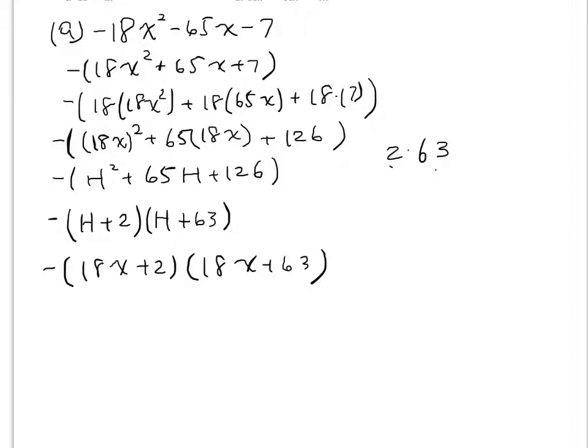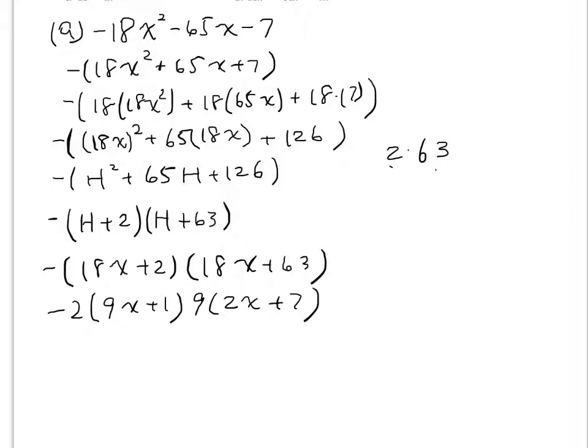Now from the left parentheses, I can pull out 2 from 18x and 2. So I'm going to have 2 times 9x plus 1. And the same concept applies here. I can pull out 9 from 18 and 63. That's the common factor. Then the leftover will be 2x plus 7.